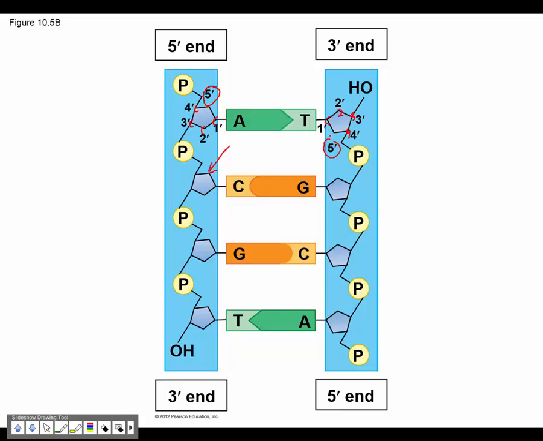So if you notice, it's flat here. Oh, there goes my pen. Dang it. And it's flat up here, right? So that pentose is reversed. That 5' sugar is reversed. And so there's your change. And hopefully that kind of explains a little more what I mean by 5' to 3' and 3' to 5'. Okay.